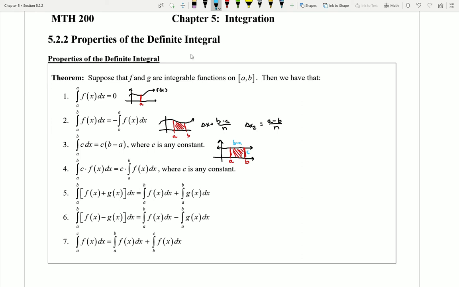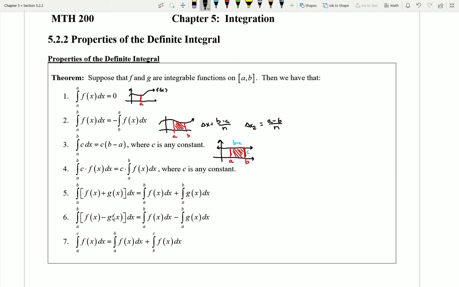Similarly here, if I have a function and I'm trying to integrate it, but it's being multiplied by a constant, I can take a constant outside and just find the area underneath the original function. This is actually coming from a property of limits, where you might recall that we can take a constant outside of a limit.